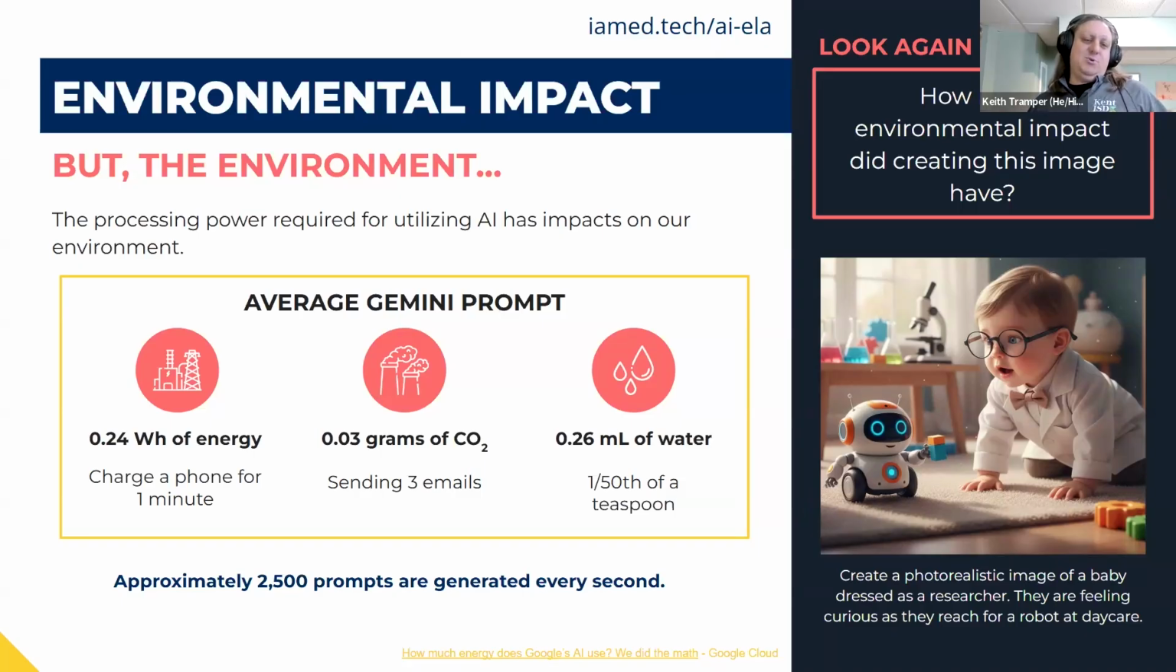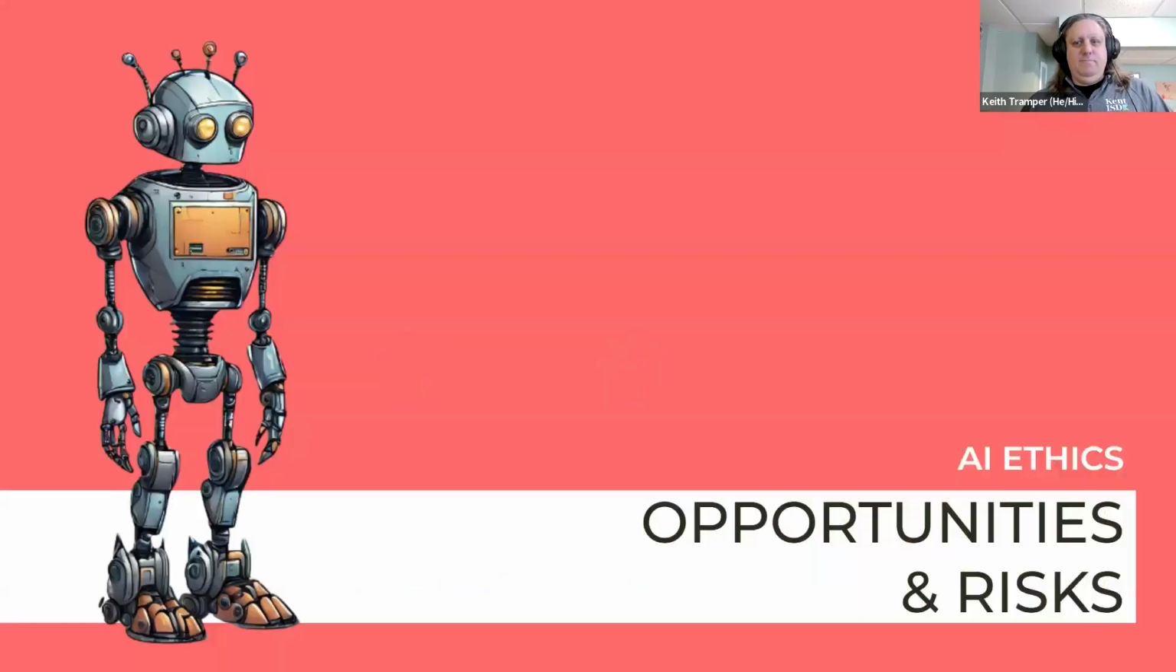It also generates 0.03 grams of CO2, which is about the same as sending 3 emails. And it uses 0.26 milliliters of water, which is 1/50th of a teaspoon, or just a portion of a drop, if you would. Okay. So when you look at that, you might think, well, it's not really that much, but the last stat on there is approximately 2,500 prompts are generated every second inside of Gemini. It adds up quickly, right? It's the scale that's the issue, not necessarily the use of it. So that's what we know about the environment at this point.